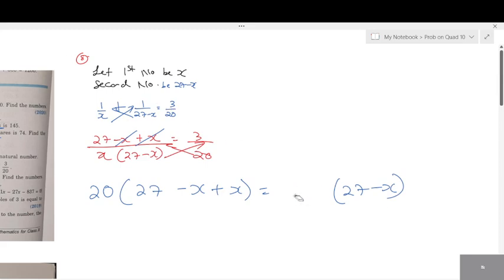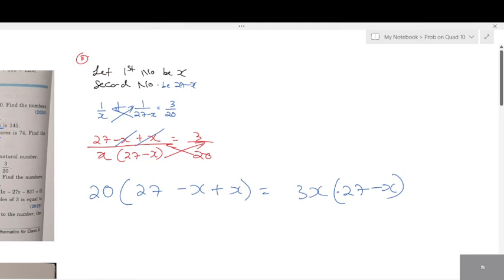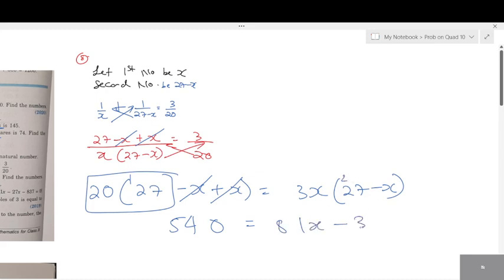You can multiply 3 and x together, it becomes 3x, 27x minus x as it is. Plus x minus x gets cancelled. So we are just left with 20 into 27. 20 into 27: 7 twos are 14, 2 twos are 4, 540. Here when you multiply you get 3 sevens are 21, 81x minus 3x square.